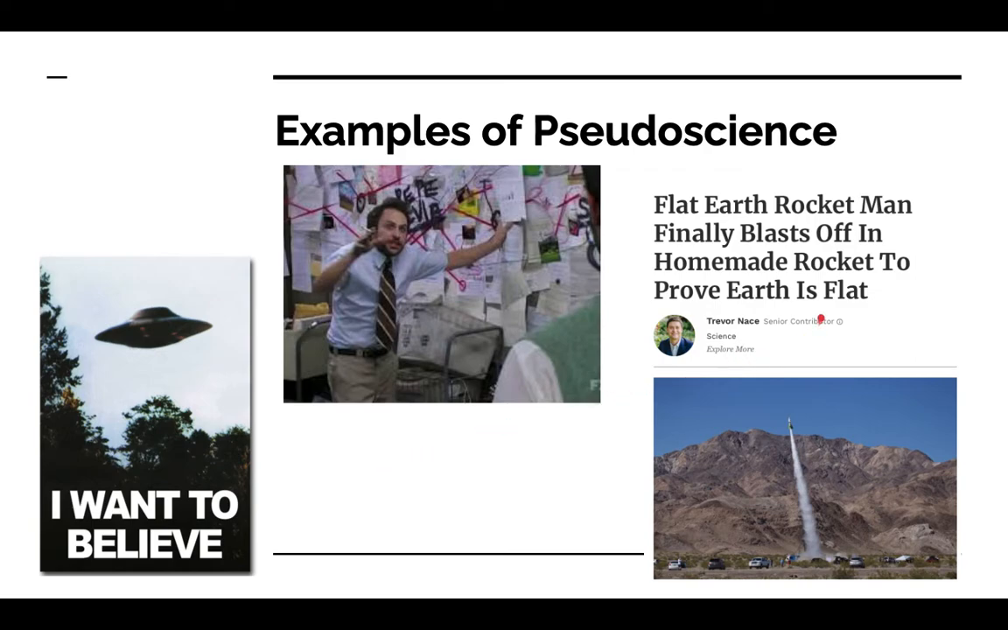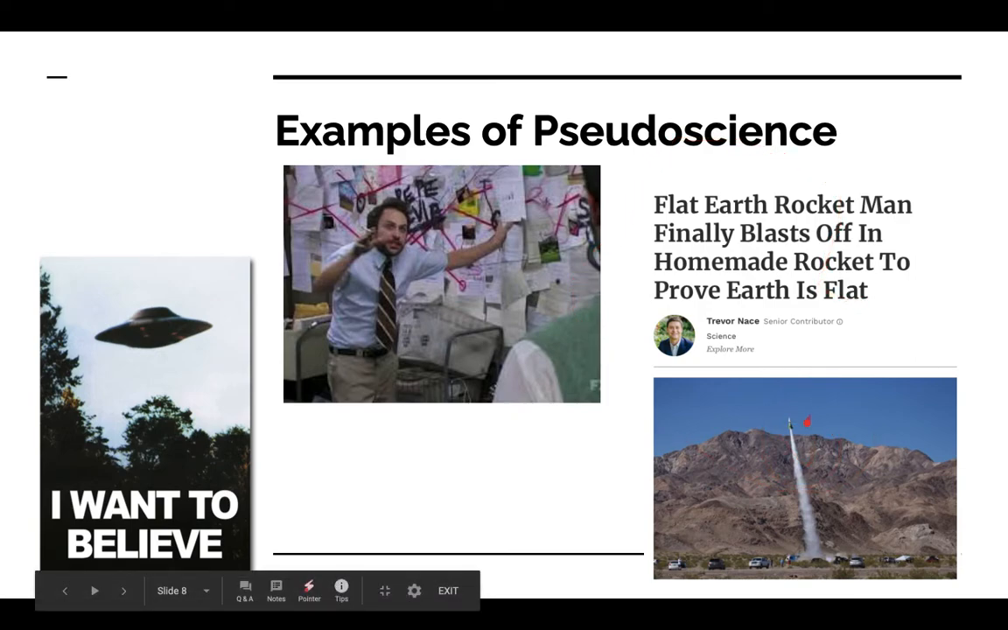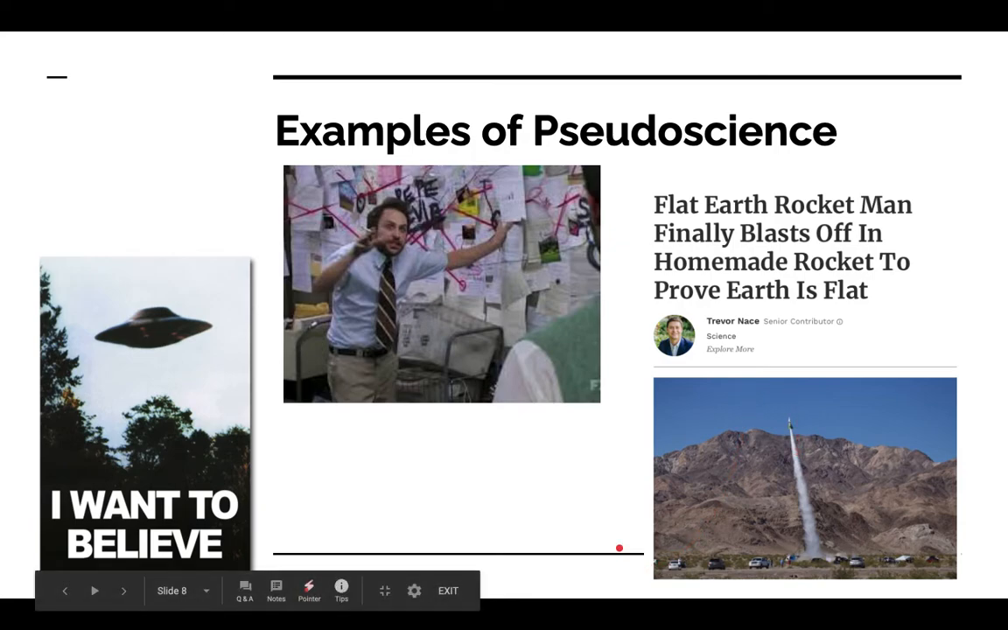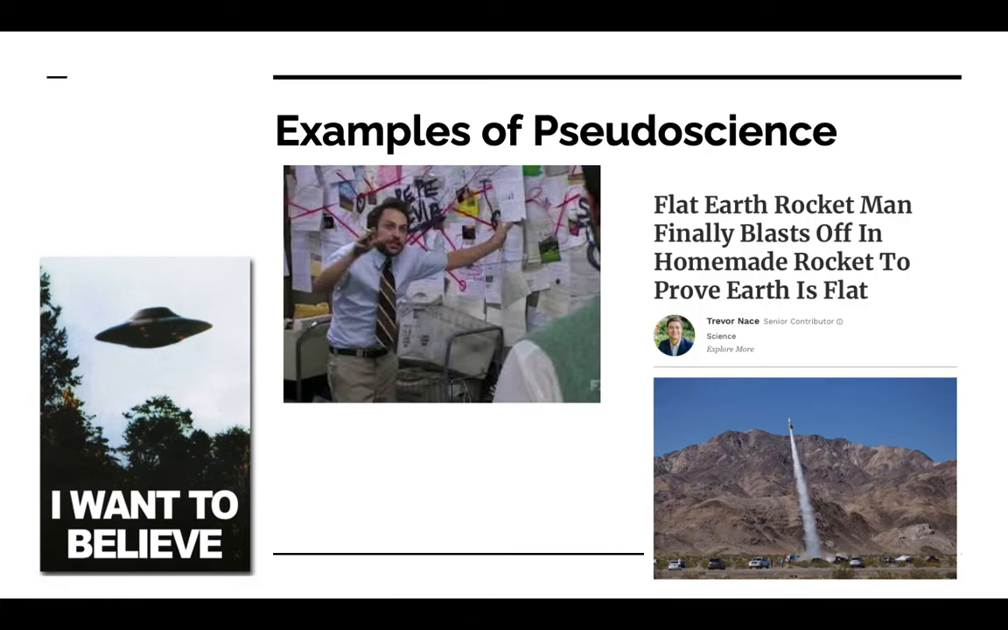And then lastly, flat Earth. Rocket Man finally blasts off a homemade rocket to prove the Earth is flat. The one time they try to actually prove their experimental claims, they run an experiment where this guy goes up into space. Well, actually, he didn't even go up into space. His rocket came crashing back down to Earth. Luckily, he survived. I don't want to see anybody get hurt, even if they are flat earthers.